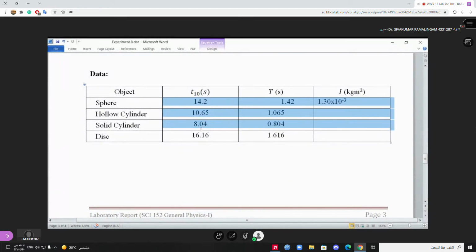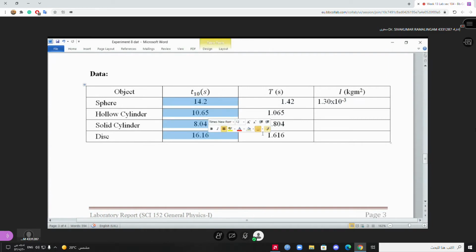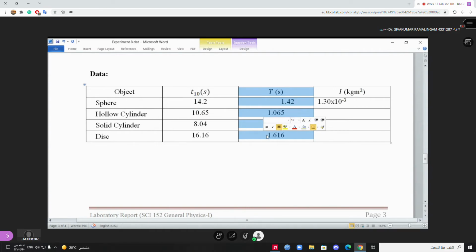This is the data you have. Now you want to find the T. How to find? This is T10, the time taken for 10 oscillations. Divide this by 10, 1.42. Divide this by 10, 1.065. Now you found the T, the time period for different shapes of the object.